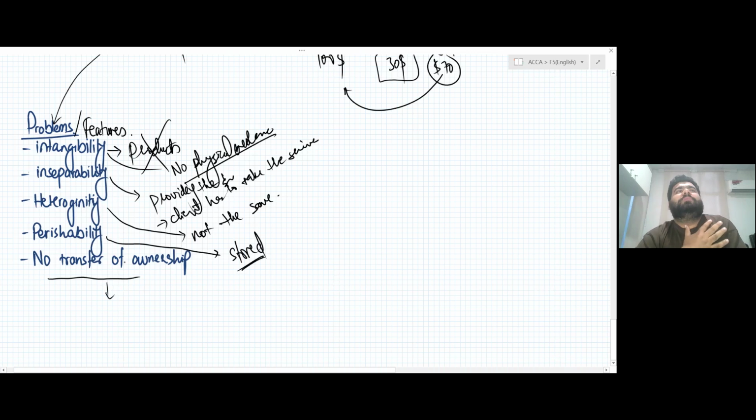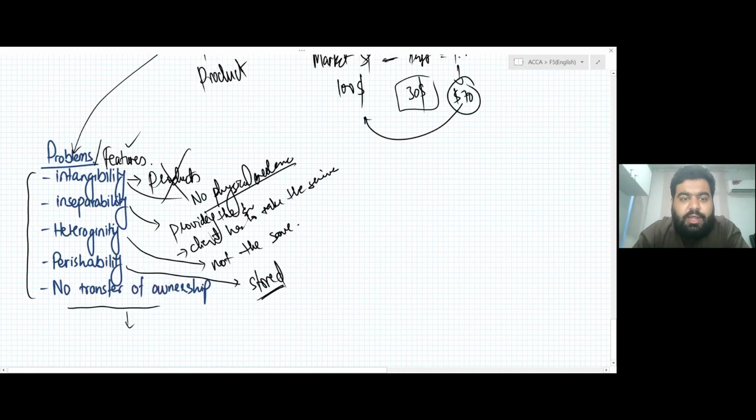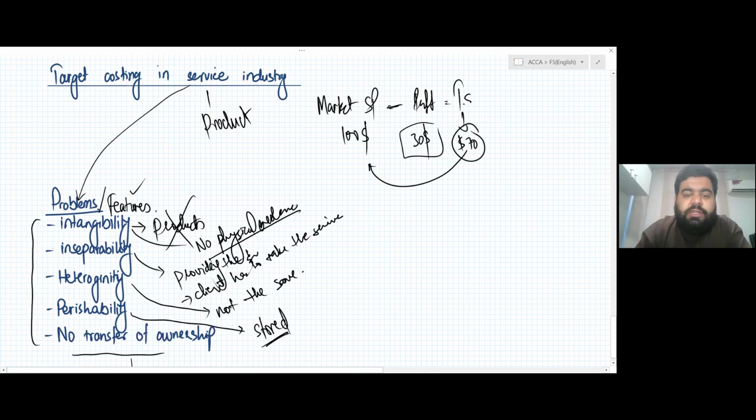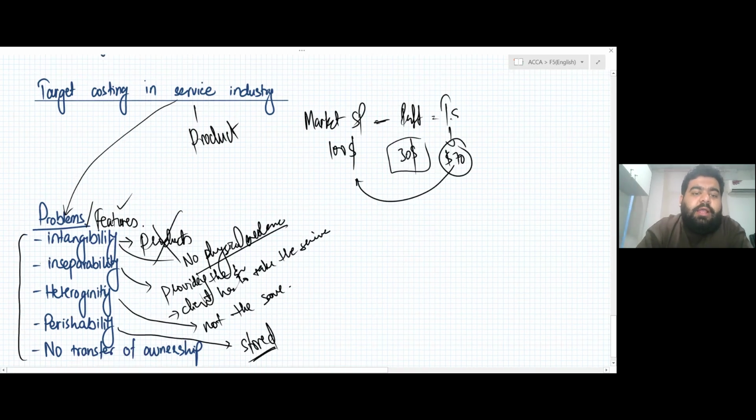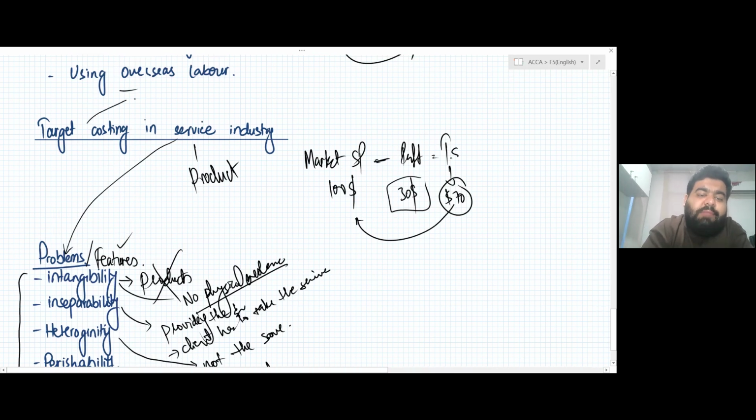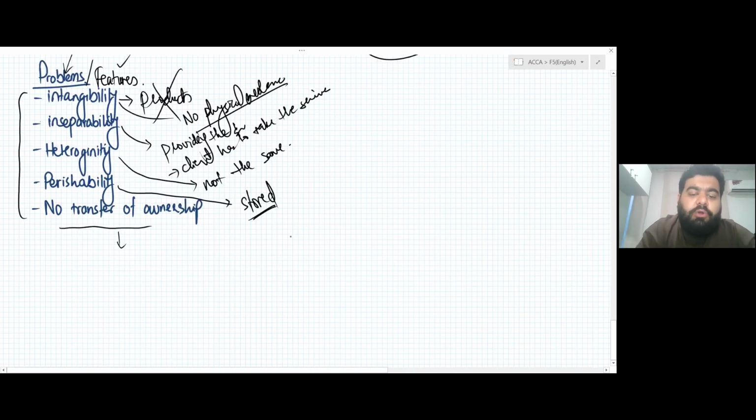For example, if I have a business selling any product, I can transfer it to my son. But if I am a teacher, this is a service. Can I transfer this teaching service to my son? No. In services, you can't transfer the ownership of the service to any other party. So these five problems, or you can say features, of service costing are mentioned in your Kaplan book. The main point is that target costing can be used in the service industry.